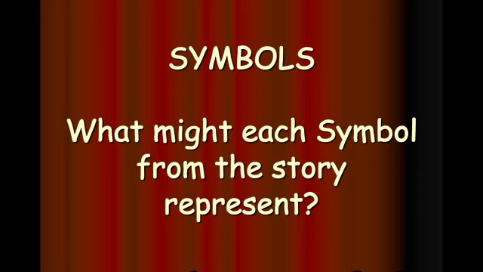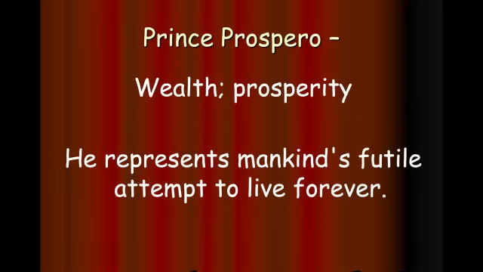So let's take a look at some of the symbols from the story. Prince Prospero, he represents wealth and prosperity. First of all, just with the name of Prince, we have this tendency to think royals are quite wealthy. And his actual name, Prospero, we can see the word prosper, to have somebody who has a lot and is still gaining more. That's where his name shows a sense of symbolic nature to it. Now, he represents mankind's futile attempt to live forever. There's always going to be somebody who wants to cheat death, somebody who always wants to have immortality. Prince Prospero is the one in this particular story.